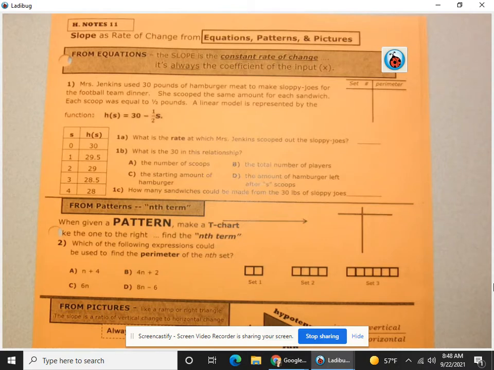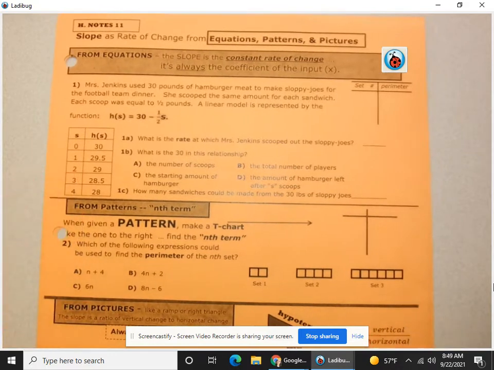Okay, today we're going to do notes 11. It's slope as a rate of change from equations, patterns, and pictures. So we're just basically trying to find the slope of different things. And we kind of did that yesterday when we were doing our slope activity around the room.